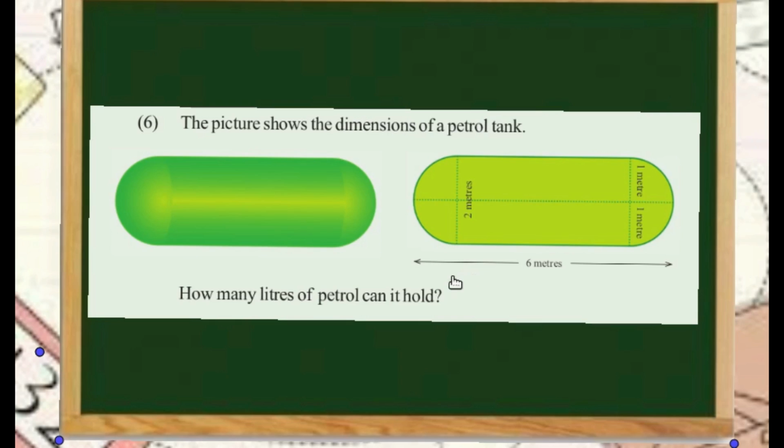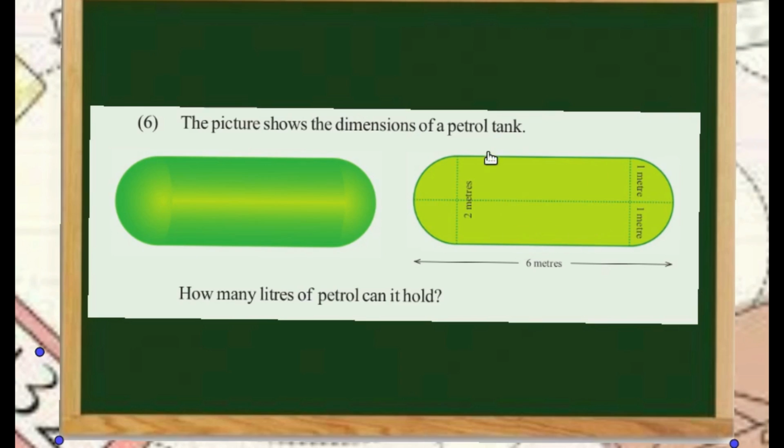To find the capacity of the tank, that is, to find the volume of the tank. The volume of this solid contains more than one solid. Here three solids are there. What are the three solids? One hemisphere, a cylinder, and another hemisphere. What is the volume of a hemisphere? Yes, the volume of a hemisphere is 2 by 3 pi r cube.